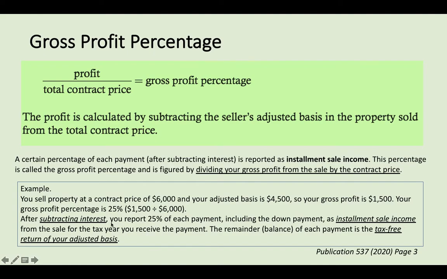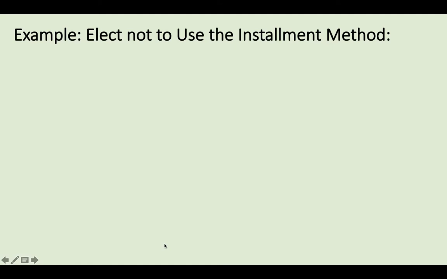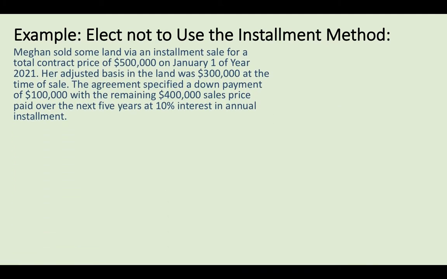Here you may not fully understand yet, but after subtracting the interest, you report 25% of each payment, including the down payment, as installment sale income from the sale in the year you receive the payment. The remainder of each payment is tax-free return of your adjusted basis. So let's see an example.